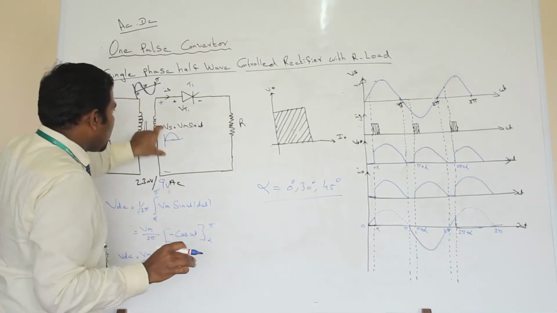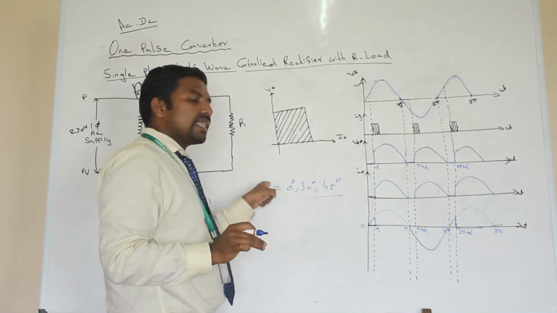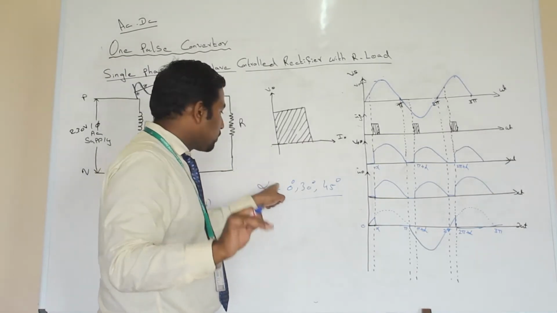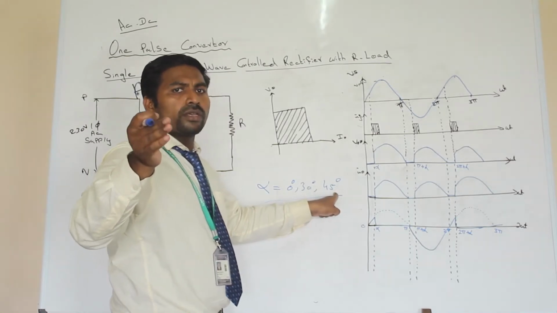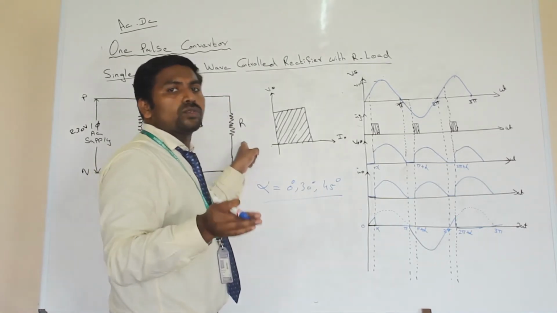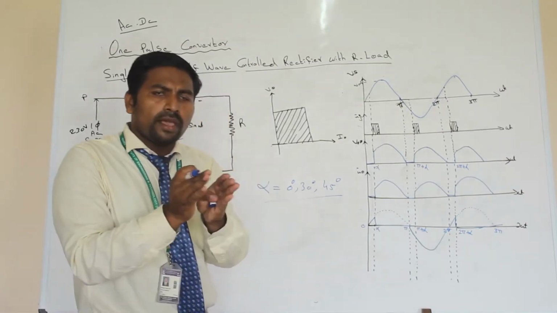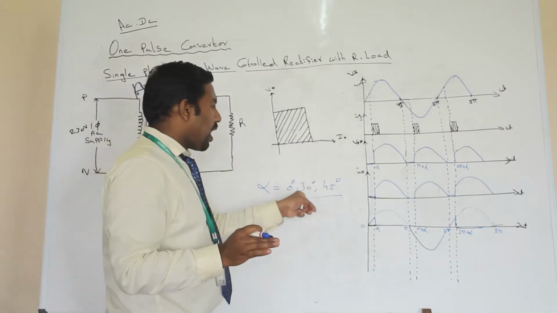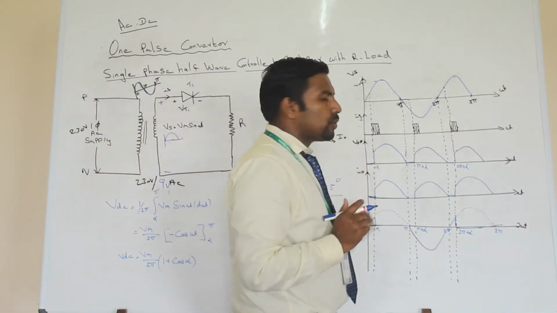So first we will give the input supply across anode and cathode. Then we will give the alpha value: 0 degree, or 30 degree, or 45 degree, whatever value. If you want to trigger the switch from 0 degree, you can trigger the switch from 0 degree, or from 30 degree, which means with a small time delay you can give the alpha value. So now you can see the output voltage waveform.